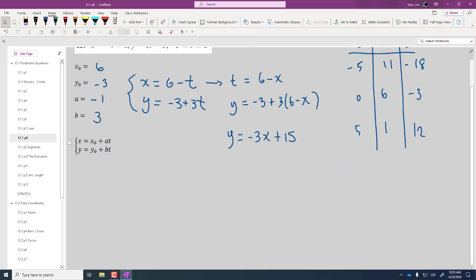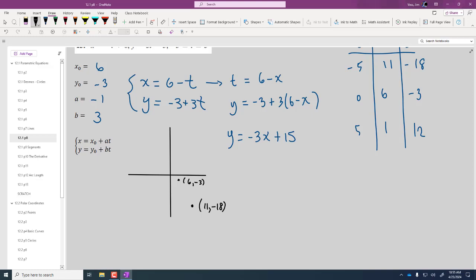So when we start plotting our points, we will have 11 comma negative 18. Let's just assume that that's 11 negative 18. 6 comma negative 3. Put it right there. And then 1 comma 12. Oops. I'm going to have to rearrange these a little bit. Let's move this point.